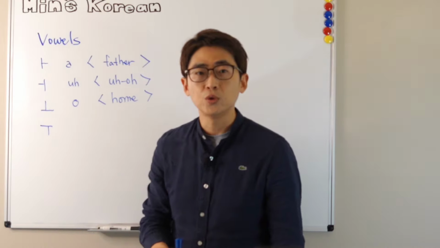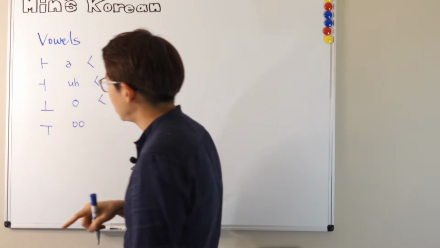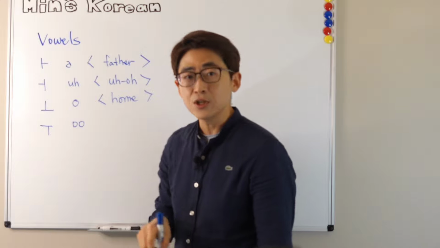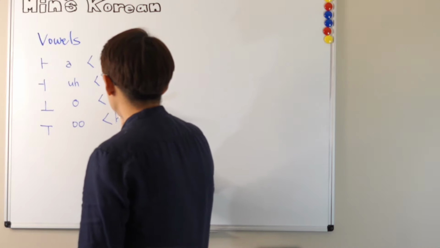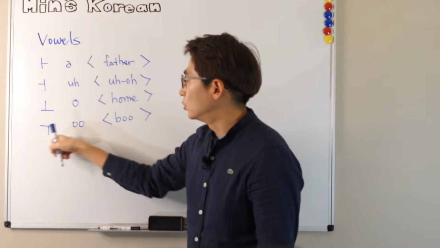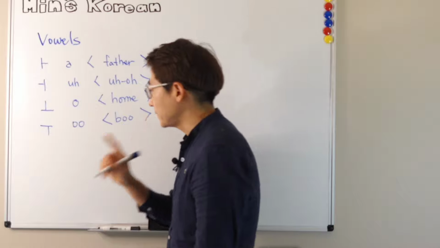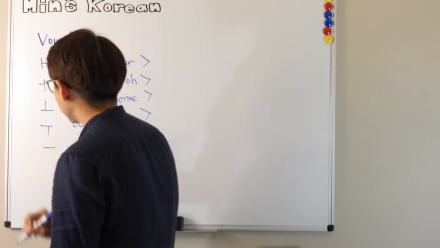Alright. And the next one we have this one. Oo. And we write it as double O's in English. And it'll be the word boo. Boo.